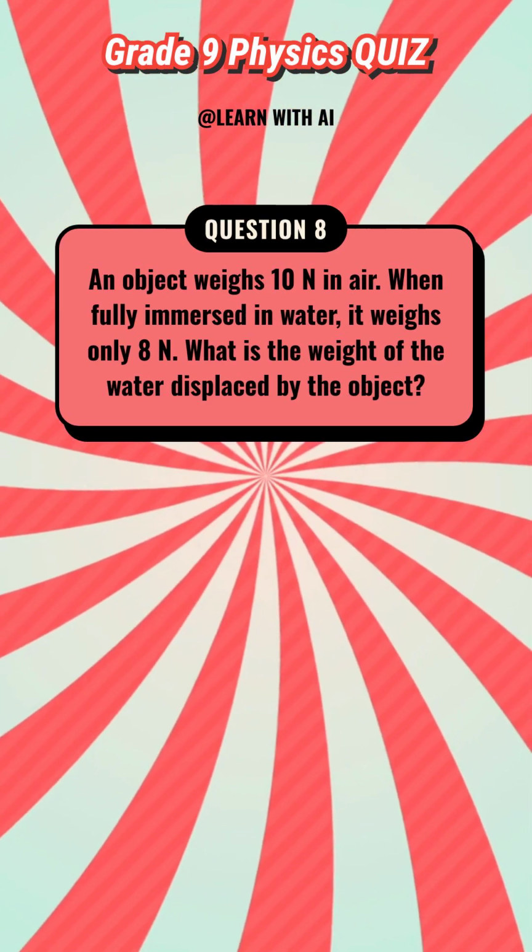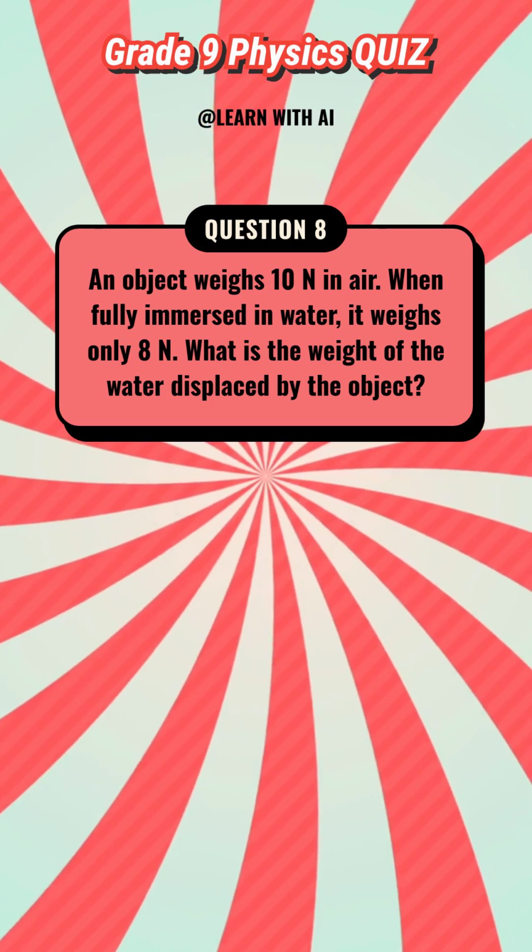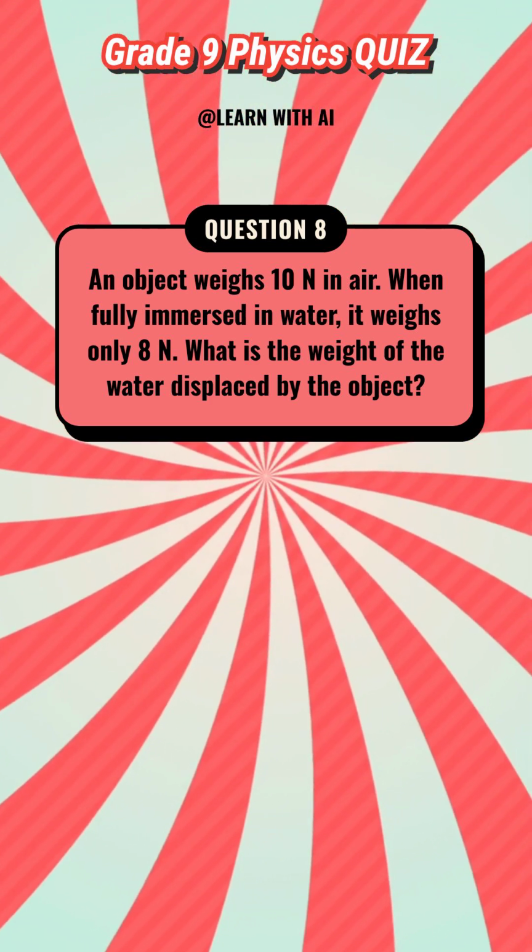An object weighs 10 N in air. When fully immersed in water, it weighs only 8 N. What is the weight of the water displaced by the object?